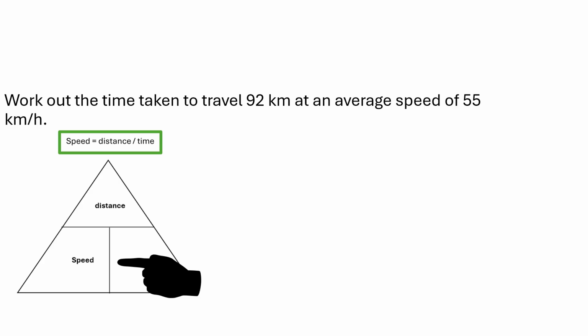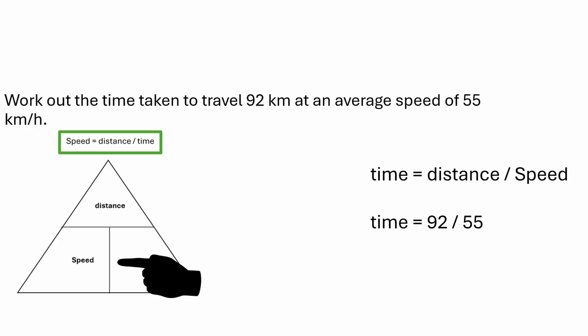What line connects them? It's the division line, meaning that we divide distance by speed. Time equals distance divided by speed. Time equals 92 divided by 55. Time equals 1.7 hours to 1 decimal place.